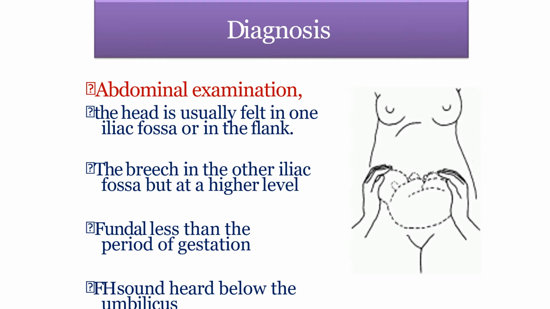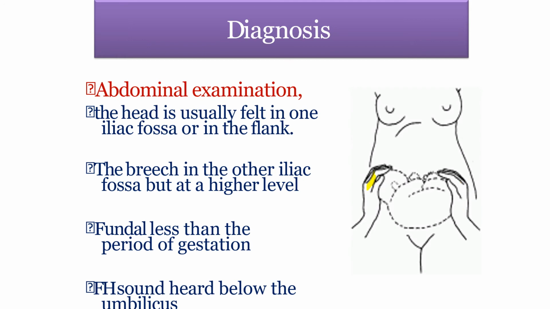Next, let us see how to diagnose this shoulder presentation. In the abdominal examination, in a normal cephalic presentation, you will be able to feel the head in the lower segment of the uterus. But here, you can feel the head in either iliac fossa or in the flank region of the uterus, here in the flank region of the uterus or towards the iliac fossa.